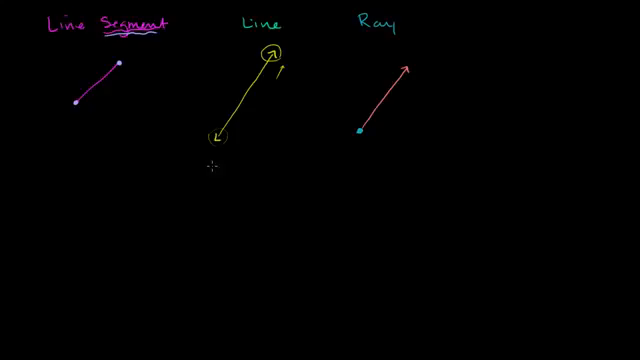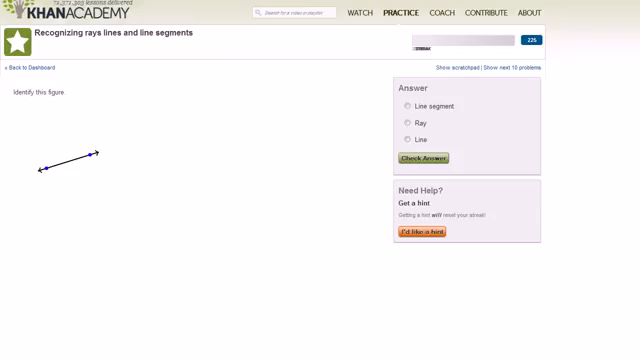Now, with that out of the way, let's actually try to do the Khan Academy module on recognizing the difference between line segments, lines, and rays. And I think you'll find it pretty straightforward based on our little classification right over here. So let me get the module going. Where did I put it? There you go. All right.